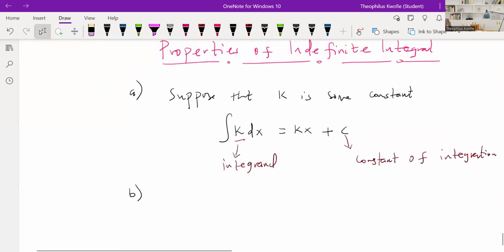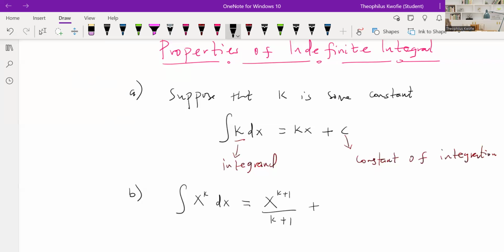So the integral of x to the power k. What happens for us to integrate such a function? According to the property, increase the power of x by 1. So we increase the power by 1, then we divide by the increased power, okay? Then as usual, we add our c.